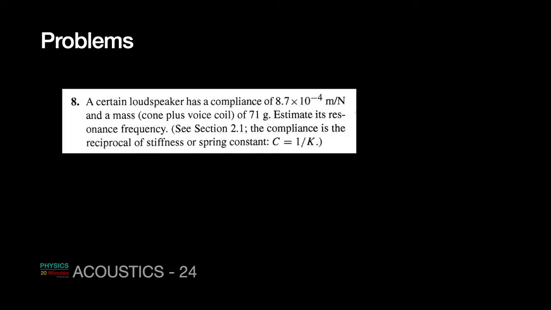A certain loudspeaker has a compliance. Compliance is given as 8.7 times 10 to the power minus 4 meter per Newton. Remember, compliance is 1 over stiffness, K. Mass is given. Figure out its resonance frequency. So we have already seen the resonance frequency. f is equal to 1 over 2 pi root K by M, or 1 over 2 pi root M into compliance, that is C. So you can put the value and get the answer. So compliance is easy to calculate.